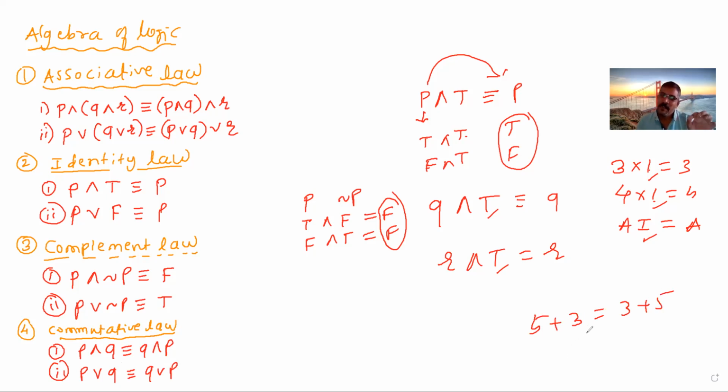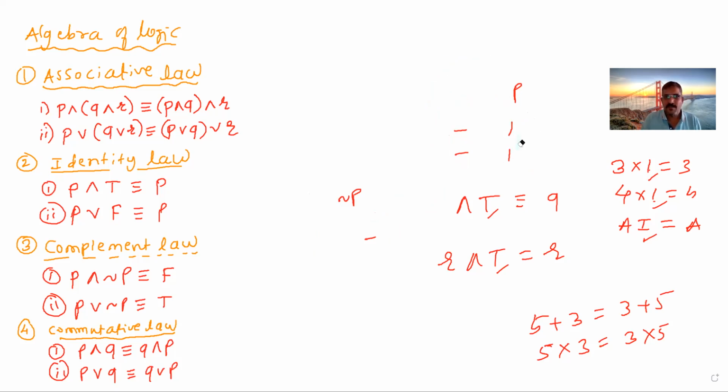Okay, just say plus is commutative. Like this, multiplication is also commutative: 5 times 3 and 3 times 5 are both equal. Like this, P and Q, and Q and P, or P or Q and Q or P, both have the same meaning. This is law number 4. Next, law number 5.